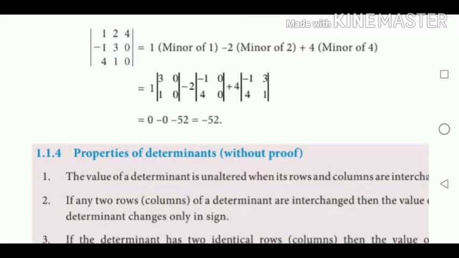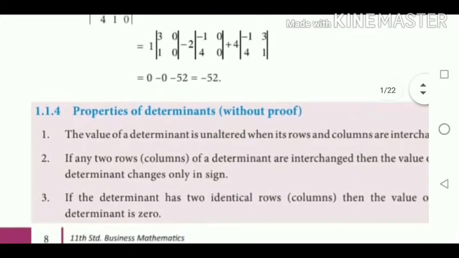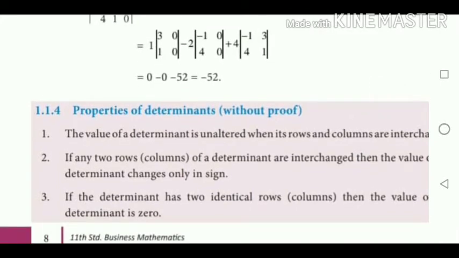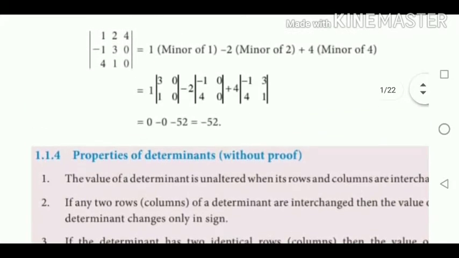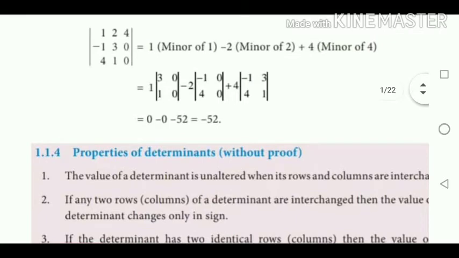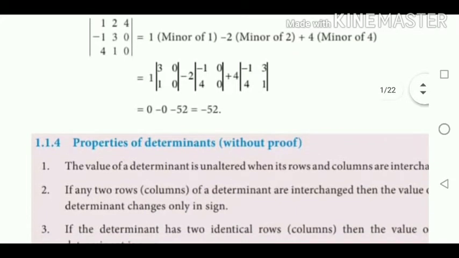Likewise for the element 4, in the first row third column, I find the minor of 4 by eliminating the first row and the third column. You get minus 1 3 4 1. After finding these, you multiply by 1. The first minor is multiplied by 1 because the first element is 1, the second element is 2, the third element is 4. In the first row there are 3 elements, 1, minus 2, 4, so you have to multiply each element with its minor.